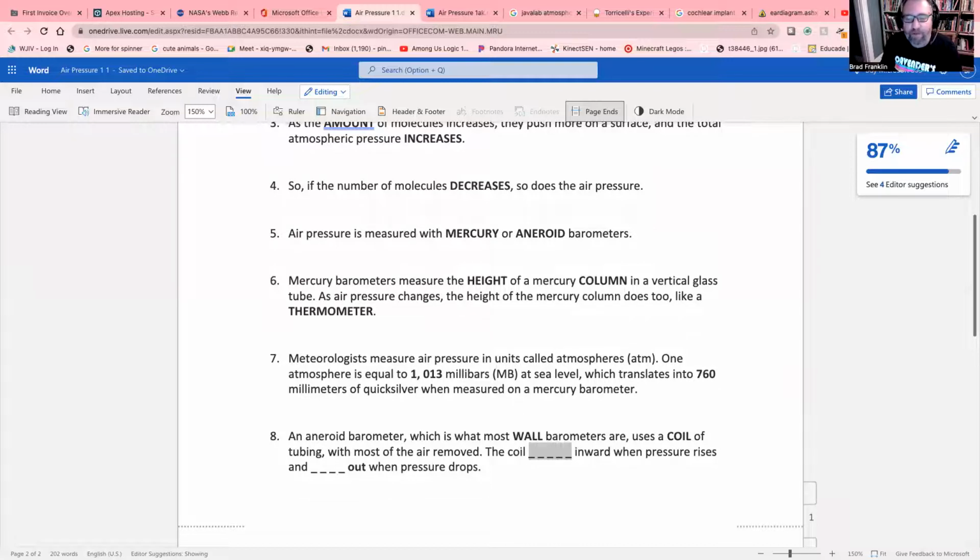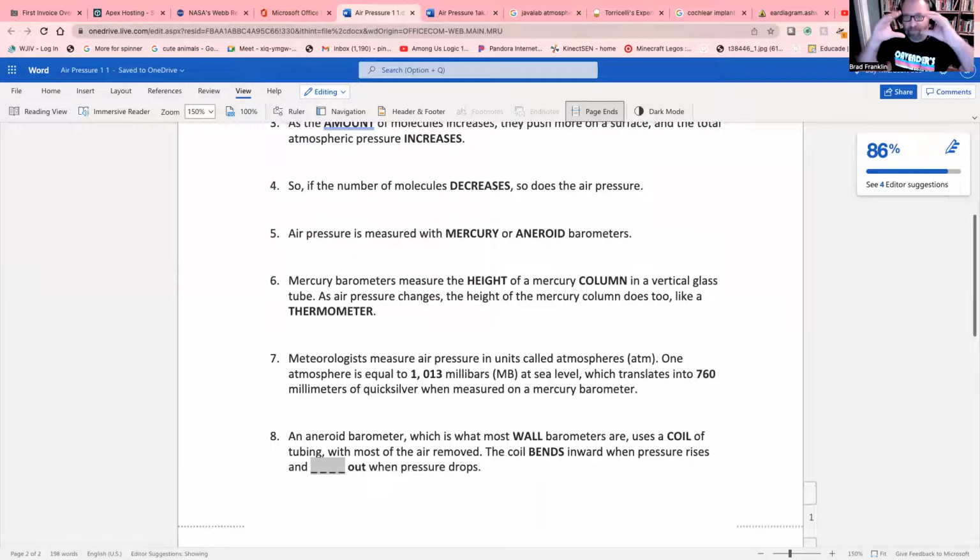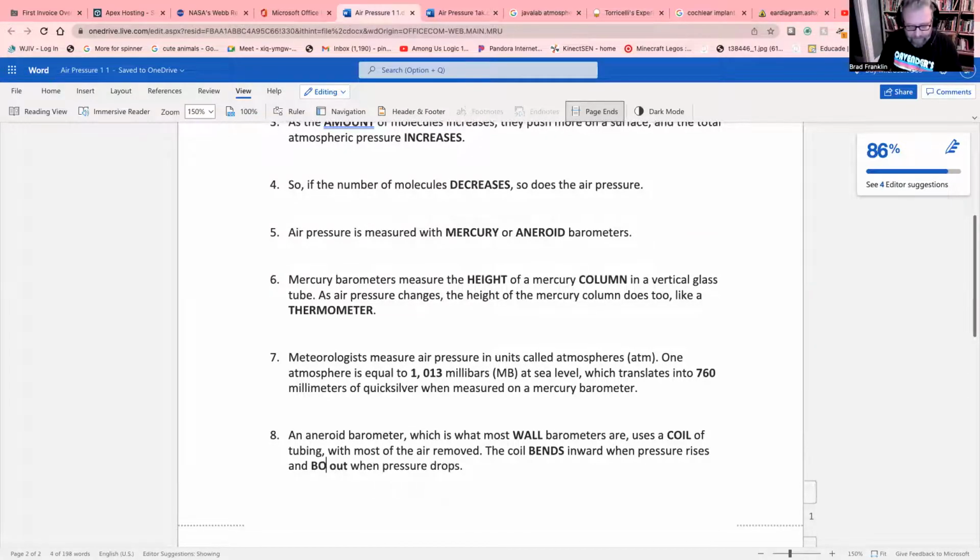The coil bends inward when the pressure rises, right? Pressure pushes down on it. There's nothing inside of it. Therefore, it bends. So bends is B-E-N-D-S, when the pressure rises, and the opposite word they're going to tell you of bends in is bows out. Bows out when the pressure drops.